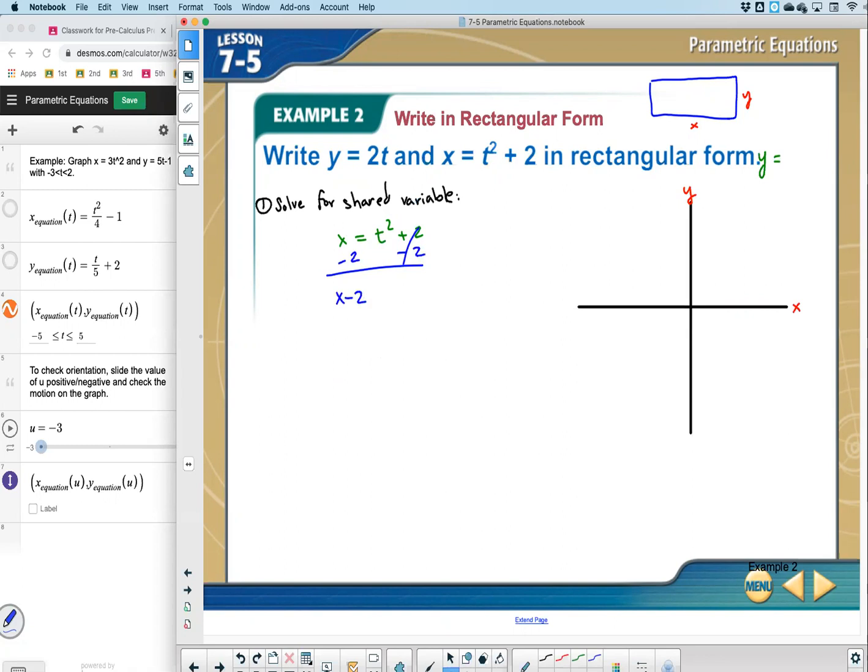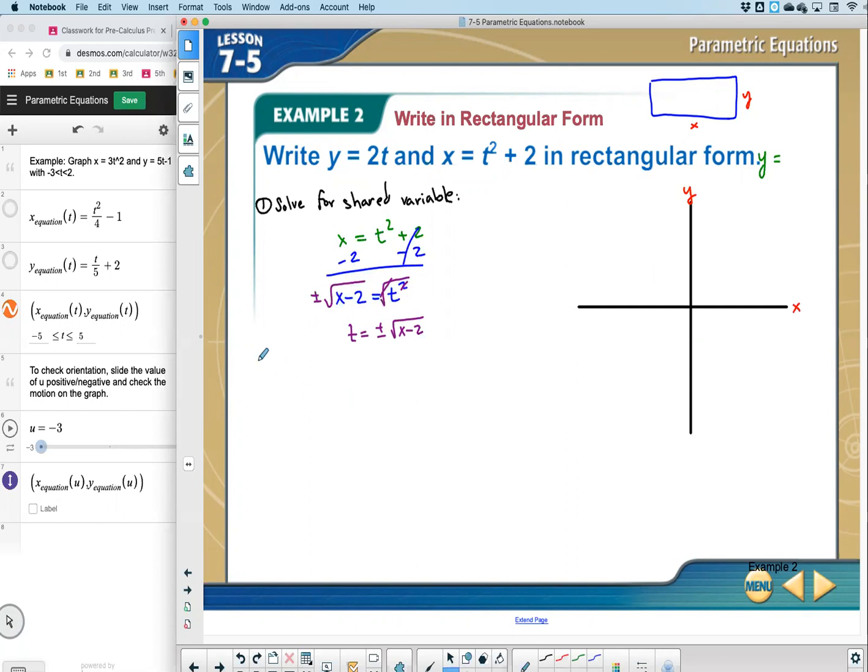So I'll have x minus 2 equals t squared. The second question: how do you isolate t if it's being squared? What is the opposite operation? Square root. Now, whenever you add a square root that's not originally there, it needs to come with a plus or minus, unless you know for a fact that it's going to be either positive or negative. We don't on this. So I'm going to put plus or minus. So we just found out that t equals plus or minus the square root of x minus 2.